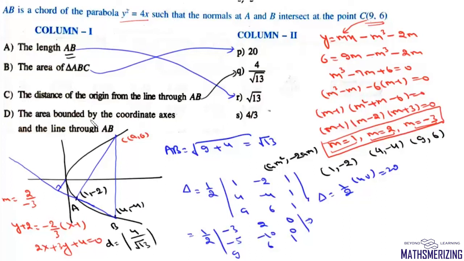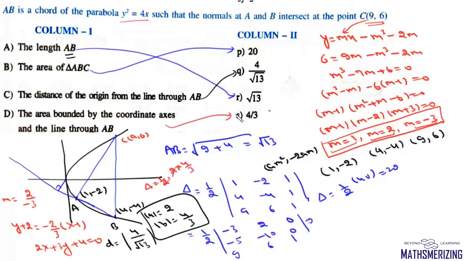Now the last one is the area bounded by the coordinate axes and the line through AB. So we'll find intercepts. So the modulus values of the intercepts will be 2 and 4 by 3. So once we have these intercepts, we can write this area as half times 2 into 4 by 3. So option D is matched to S.